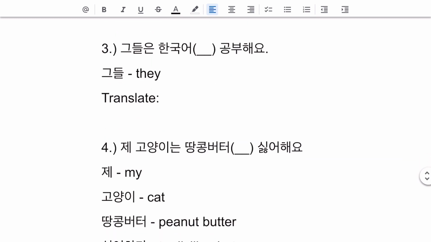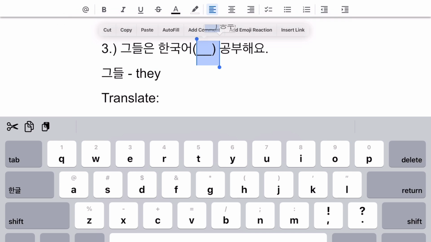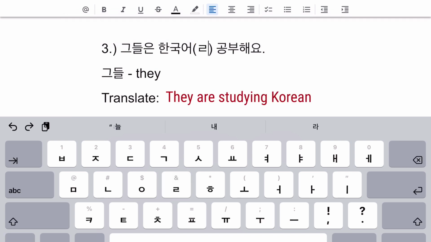Okay? Number 3. 그들은 한국어 공부해요. So this time we have 그들, which means they, like a plural. More than one person, right? So 한국어, Korean language, 공부해요, study. They study Korean. So which one we're going to use here? We're going to use 를, because the last letter is a vowel.